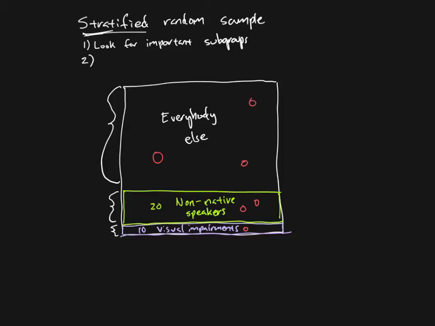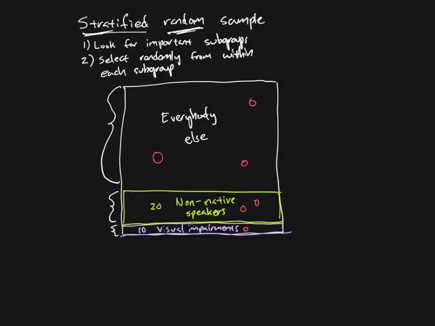The second step, hopefully you can see where this is going, is to select. We're still going to select randomly, right? It is still a random selection, but we're going to select randomly from within each subgroup. So we make a list of all the students in the class, and then we make a list of the students who have these important characteristics, who have visual impairments or are non-native speakers, and then we pick some people randomly from within each of these strata.